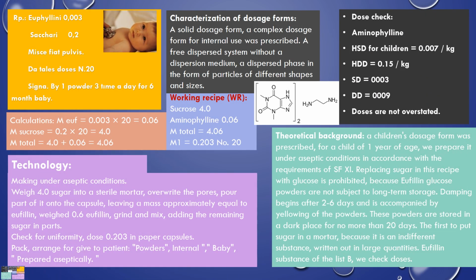On this slide, you see a powder recipe for a 6-month-old baby that contains aminophylline. At first, as you know and remember, we must check the dose of aminophylline and see if the dose is indicated correctly or not by the doctor. And then, under aseptic conditions, prepare the powder according to general rules.